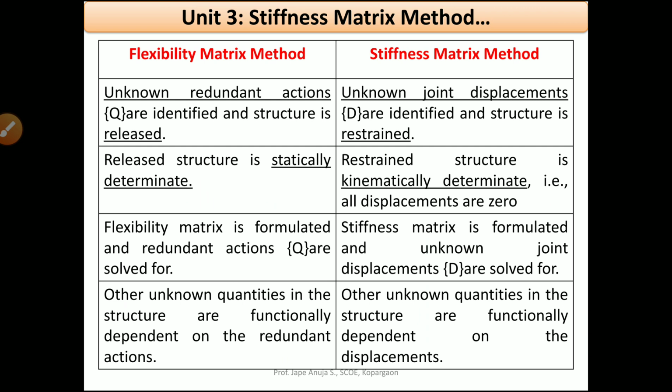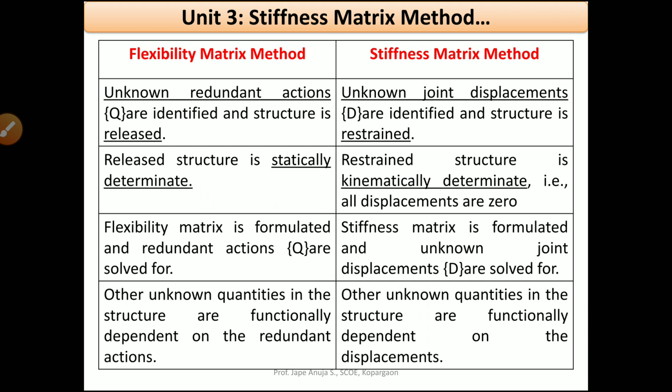If we compare this with the stiffness matrix method, the unknowns here are mainly joint displacements. If you remove those joint displacements, what does that mean? That support, that joint, is made a fixed joint, which means making the structure a restrained structure, also known as a kinematically determinate structure. All displacements are made zero. That is the restrained structure. In flexibility we make the structure released, in stiffness we make the structure restrained.